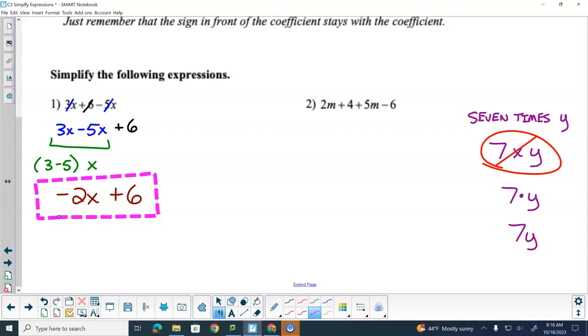Now, in number 2, give me one set of like terms. 2m and 5m. These two are like terms. Give me another set of like terms. 4 and negative 6 are also like terms.